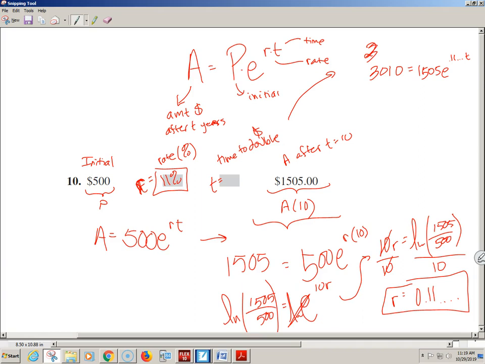Well, how do I get to it? Guys, just use your equation solving skills. How do I get to t? Divide, so I have 3010 divided by 1505 equals e to the 0.11, etc. t. Throw in an ln and divide by your 0.11, right? So I get my ln of 3010 over 1505, which is technically just 2. That might make life a lot easier. Divided by my 0.11.